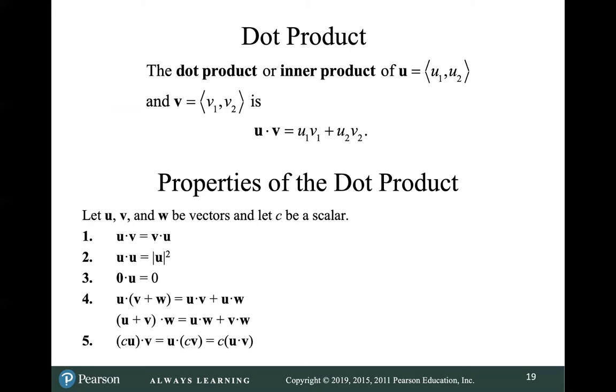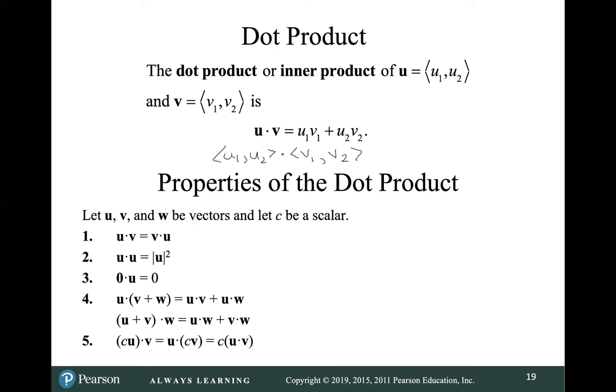So the dot product. Dot product is a new type of multiplication. It's also sometimes called the inner product. And notice this time we are multiplying two vectors. So when I'm multiplying u times v, I could also write that as multiplying the vector u1, u2 times the vector v1, v2.